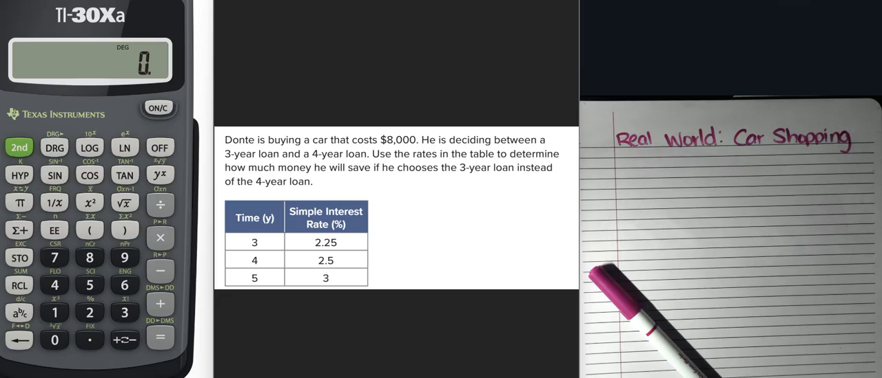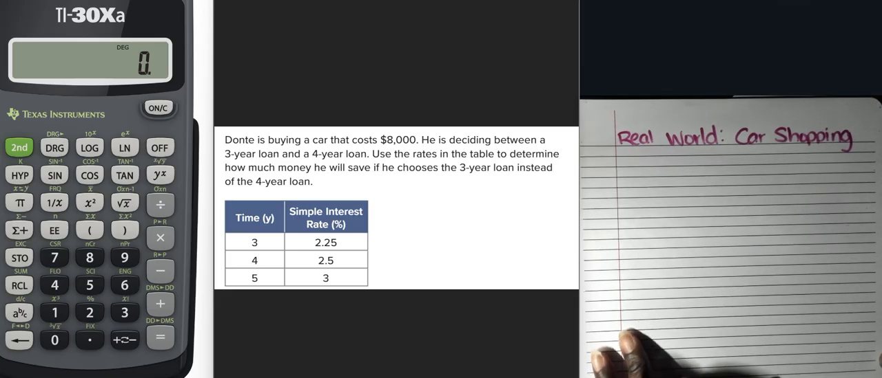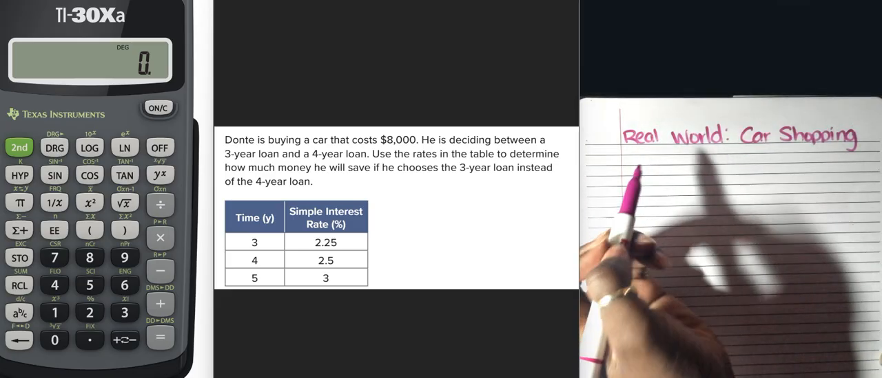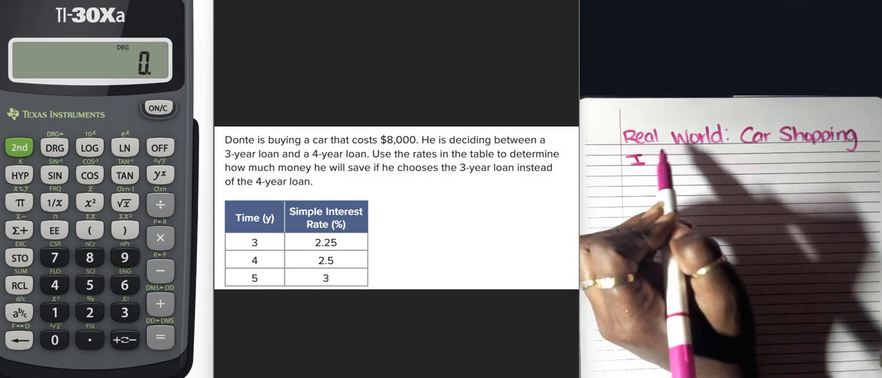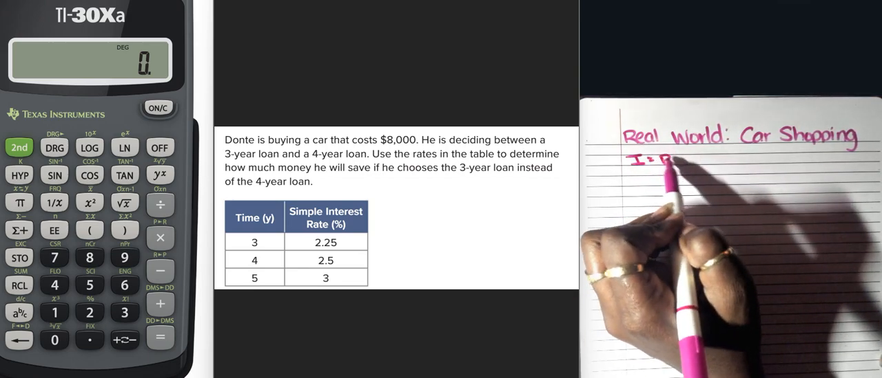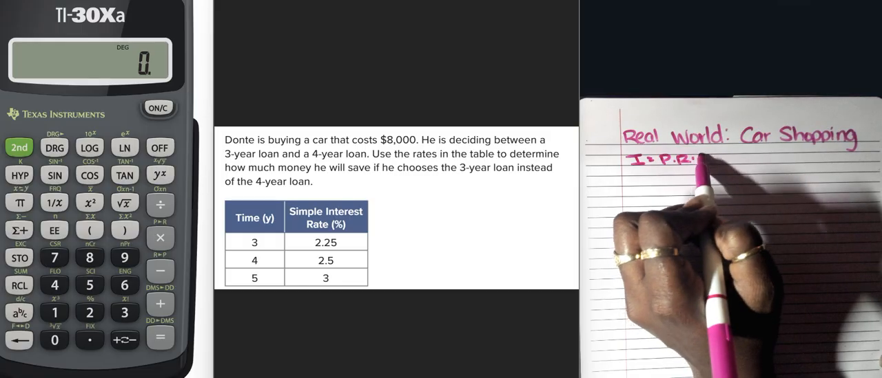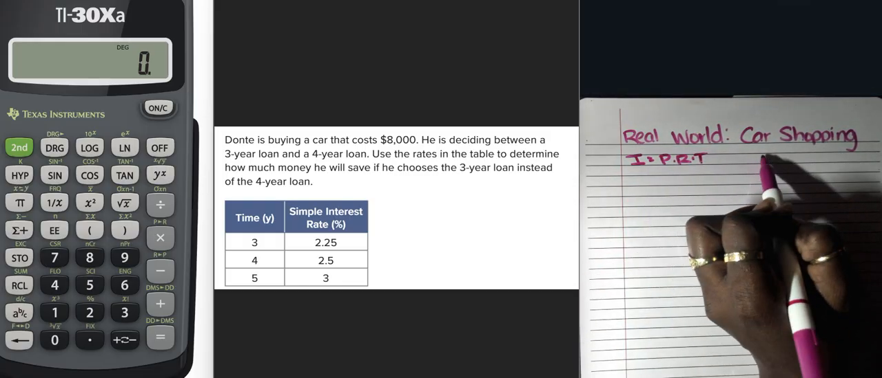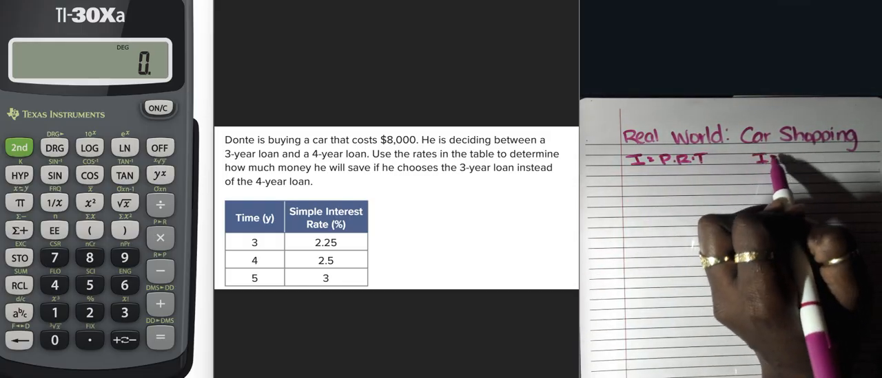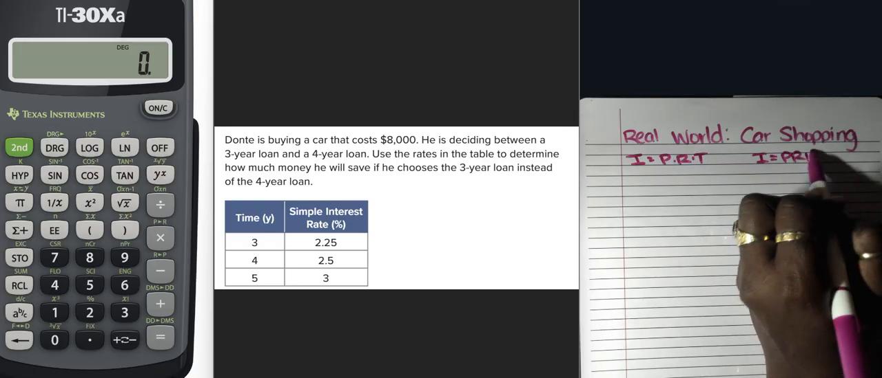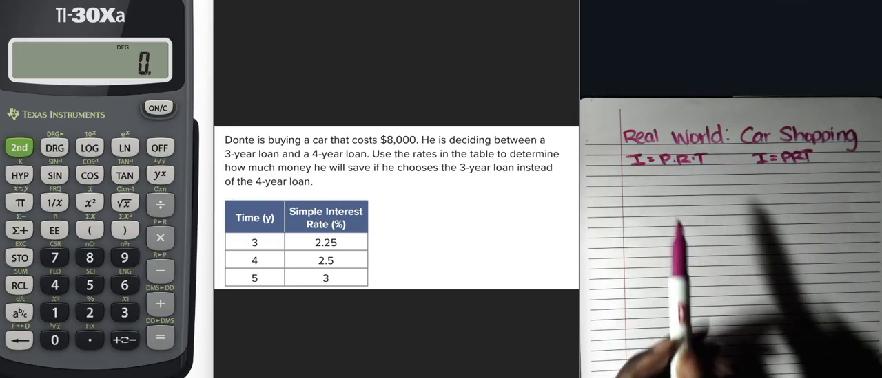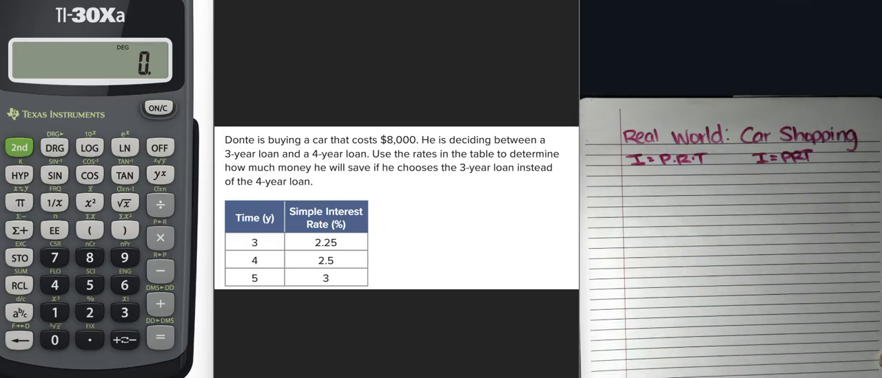All right, so we are going to compare the two different loans to see which one is going to be a better deal for him. So we know that when we're talking about simple interest, our formula is going to be interest is equal to the principal times the rate times the time. Or I is equal to principal, rate, time. That's how it would typically look. But what we're doing is just multiplying those three factors.